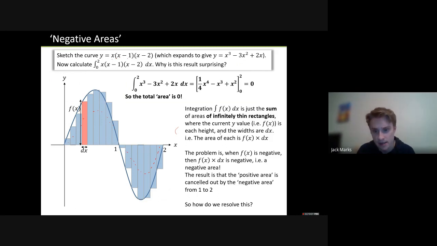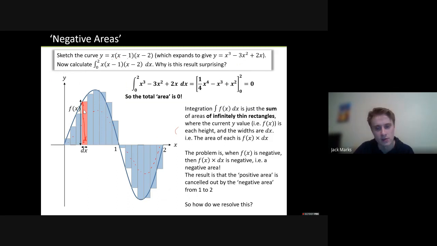This notation here on the side, by the way, is just telling you that integration is when f of x is like the y height, d of x means the width of the rectangles, and integration just means adding together lots and lots of rectangles that are infinitely thin. That's what integration is. So don't worry about the notation here.